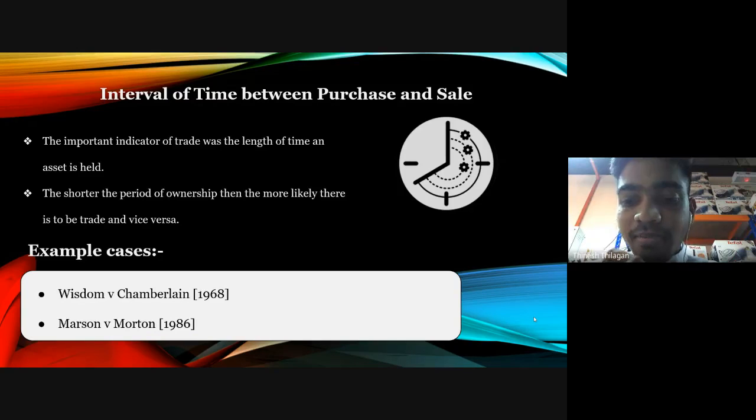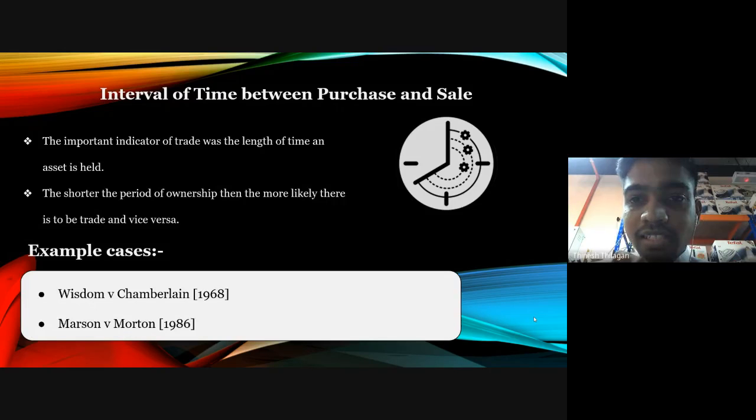So for an example, before the contract of purchase is made, a contract for resale is already in place. This means that there is a very strong pointer toward a trading deal rather than an investment. So the example case is Wisdom versus Chamberlain, as mentioned earlier by Sang. In this case, Wisdom purchased silver bullion using a high interest rate loan. In order to repay the loan, he had to sell the bullion quickly. So he sold it within a year and made a profit in such a transaction. So this is considered a trade because the purchase was done on a short-term basis in order to realize the profit, and it's called trading profit.